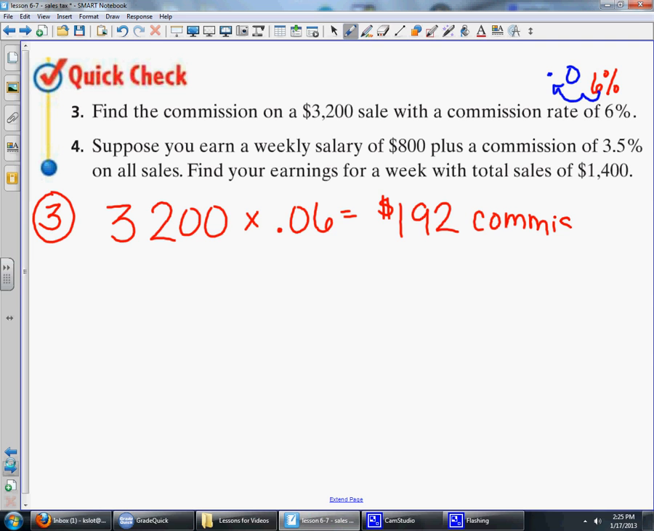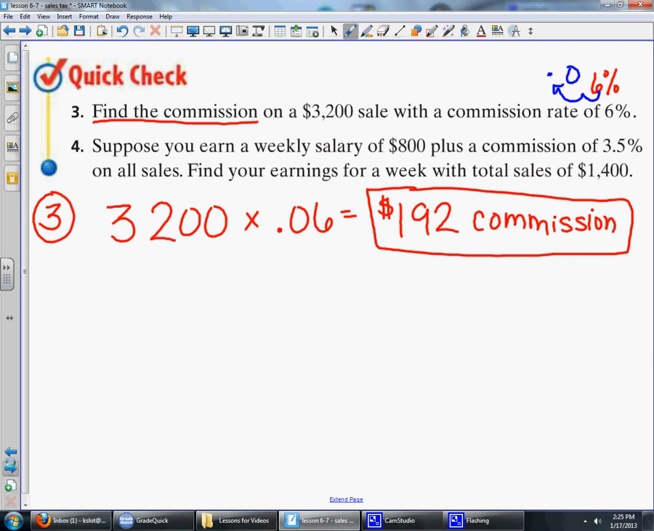commission. Now they just ask us in the question to find the commission. We don't want to know what the commission plus the sale was. So you would make $192 in commission. This is the way that a lot of salesmen or saleswomen get their salary. You earn a weekly salary of $800. Okay, so you get $800 no matter what, if you sold something or not.